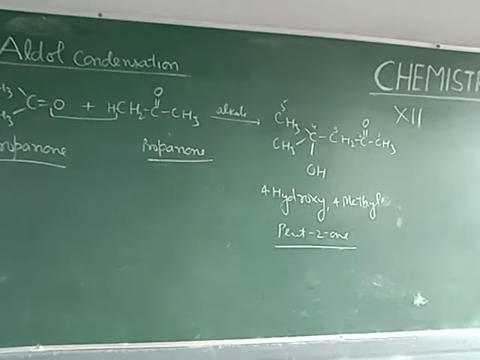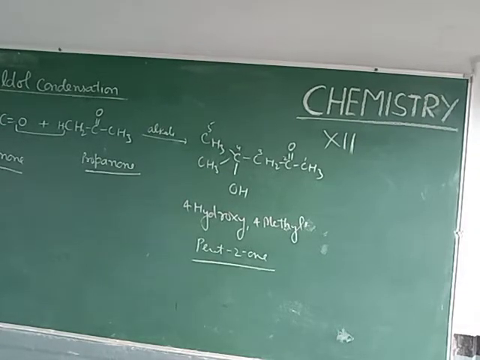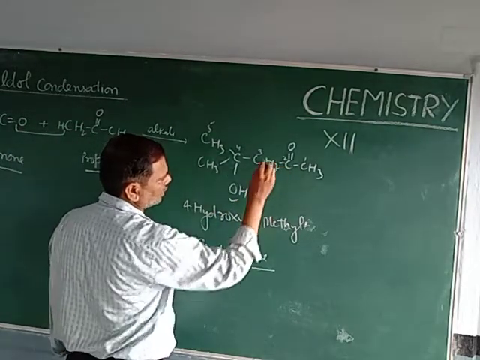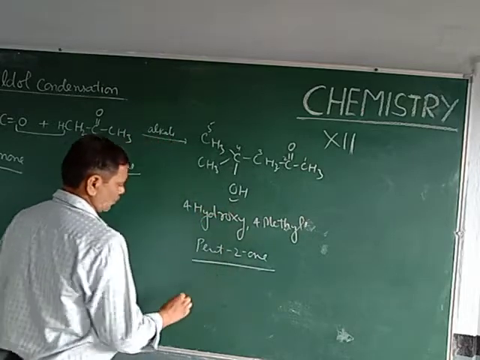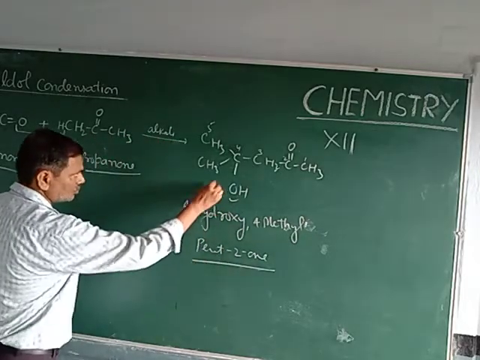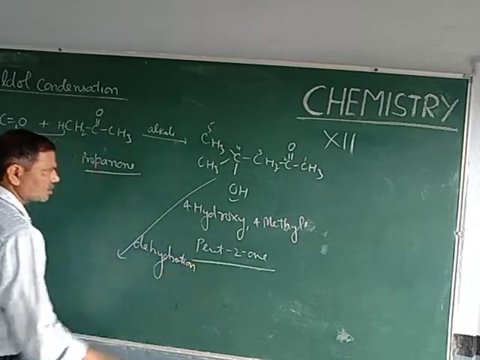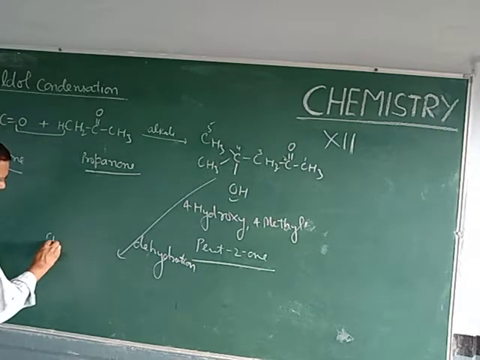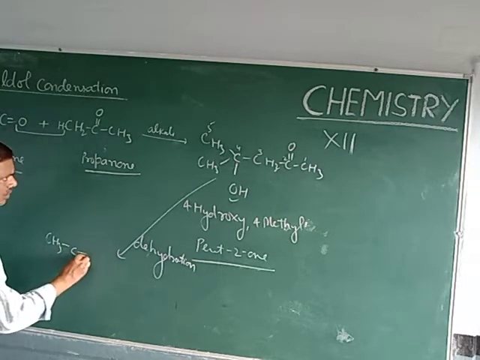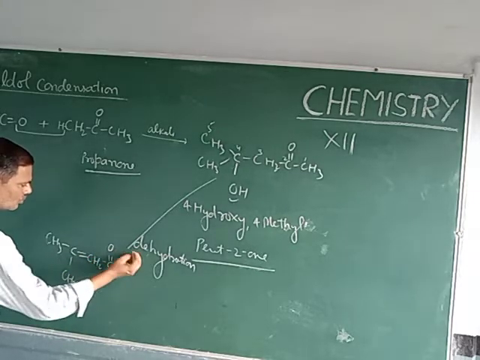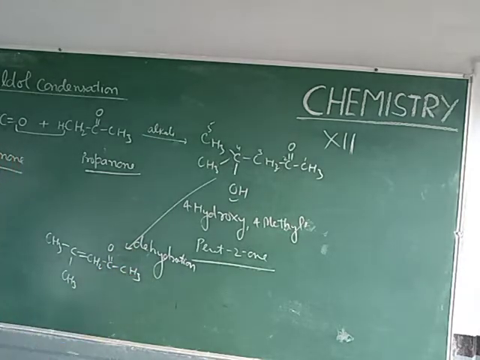Now dehydration takes place of 4-hydroxy-4-methyl pentan-2-one, OH and one hydrogen from this one are removed, and dehydration occurs to form CH3C double bonded CHCOCH3, that is (CH3)2C=CHCOCH3.